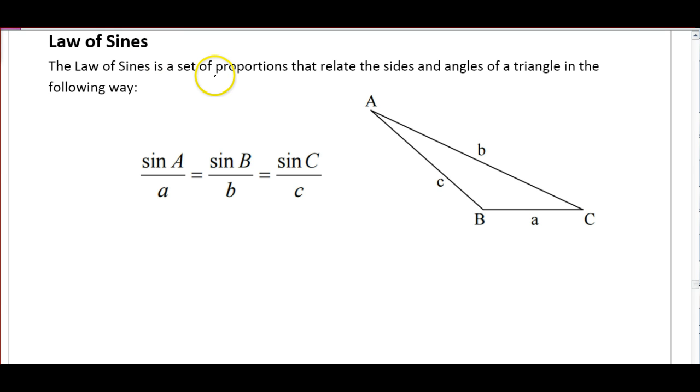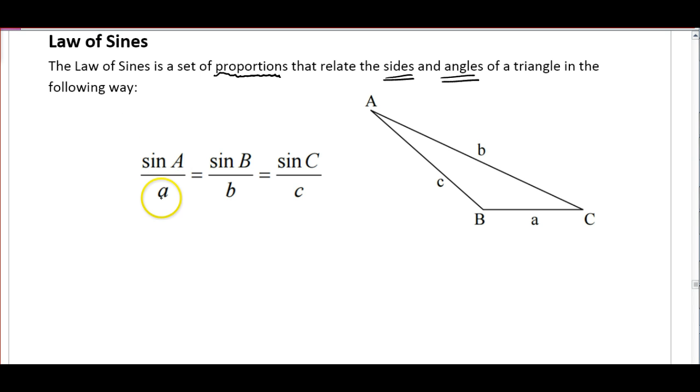And it's basically a set of proportions, and we've done a lot with proportions, that relates the sides and the angles of a triangle in the following way. So we're not going to really go through the proof of this. If you're interested, you could search for it online, and it's really not that difficult to prove, but to save time, I'm just going to present it to you.